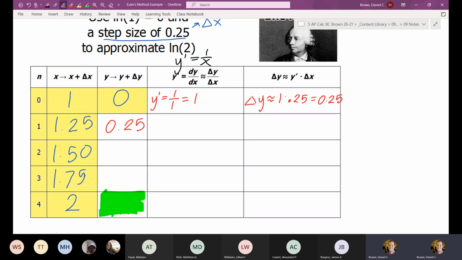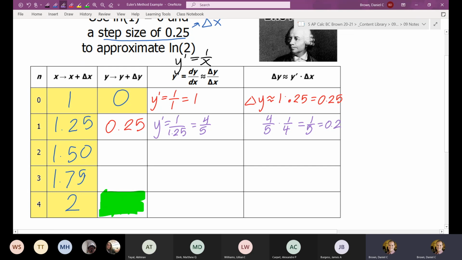So again, find my new derivative, y prime. Y prime is 1 over the x value. Could do a decimal, but this one's pretty easy to do with a fraction. 1.25 is 5/4, so 1 over 5/4 is 4/5. So then I want to find the delta y. Delta y would be the derivative times delta x. 0.25 is the same thing as 1/4. Again, a fraction kind of makes my math easier. So that's going to give me 1/5, which is basically just 0.2, right?